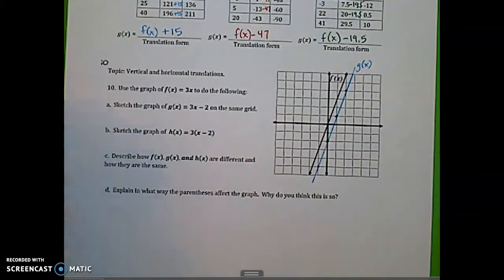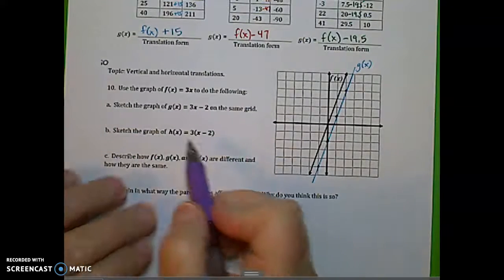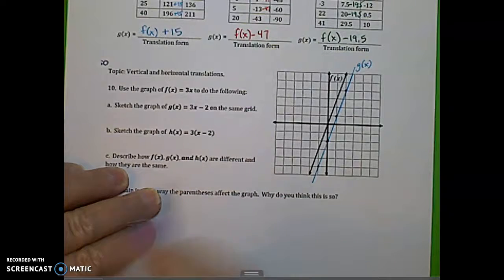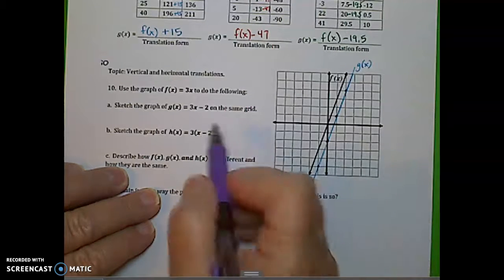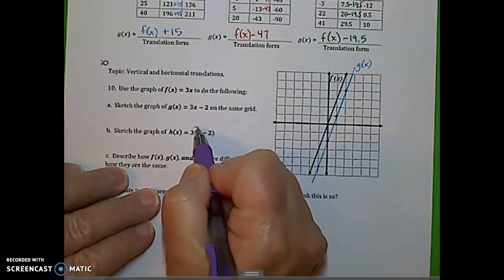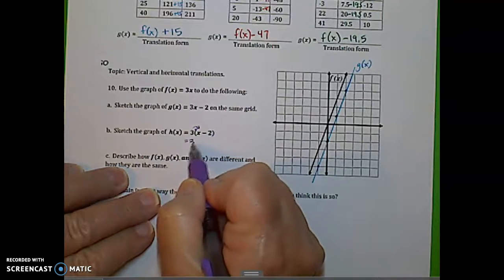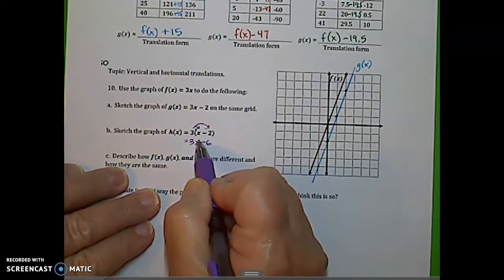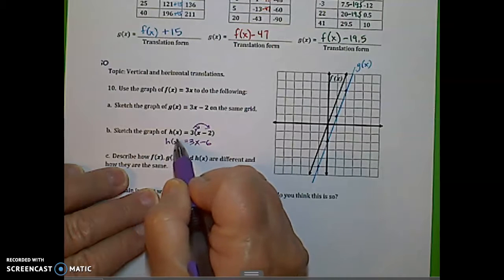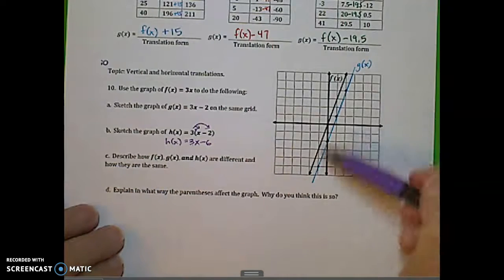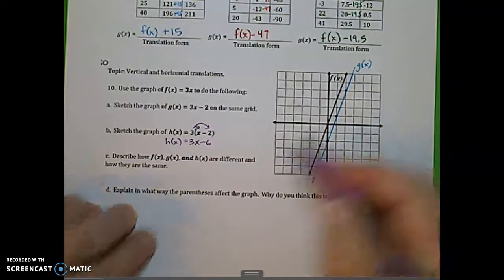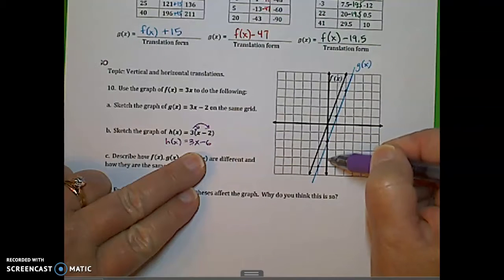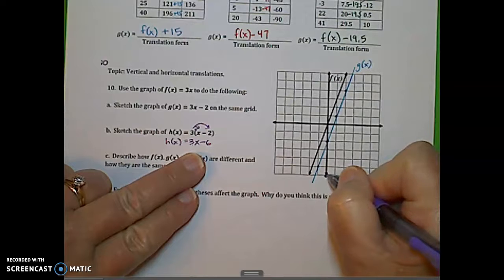Alright, next one. I want to sketch the graph of h of x, which is 3 times the quantity x minus 2. Before I can graph that, I need to distribute this 3. So this is going to give me 3x, and then 3 times negative 2 is minus 6. So h of x is 3x minus 6. Again, it has the same slope, but now my y-intercept is negative 6, so that's 2, 3, 4, 5, 6. It's down here at the bottom.